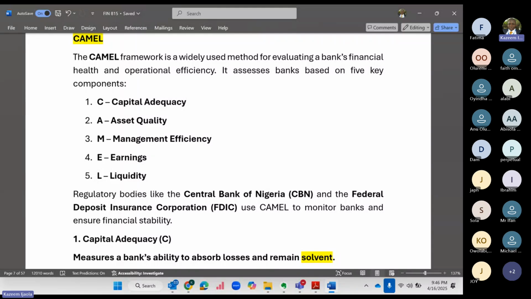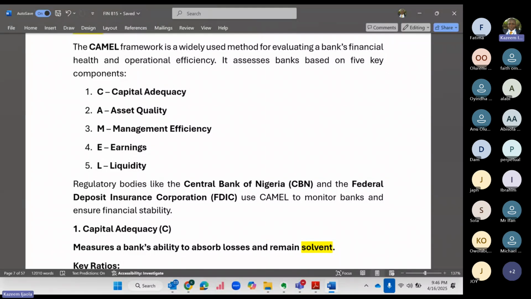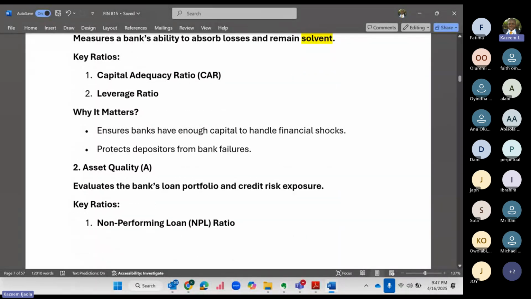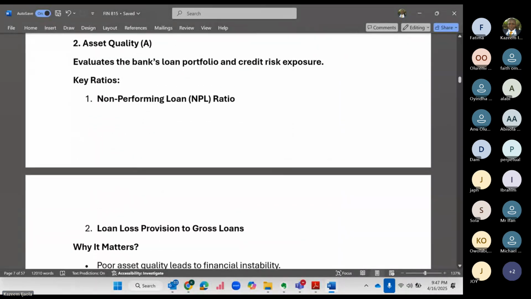So for the C now, capital adequacy. This measures a bank's ability to absorb loss and remain solvent. So how much losses can you absorb? That's your capital adequacy. How much losses can you absorb as a company? So that's what determines your capital adequacy.